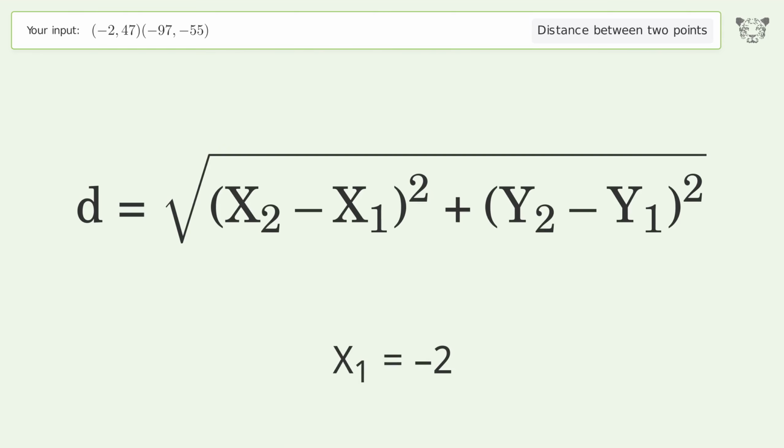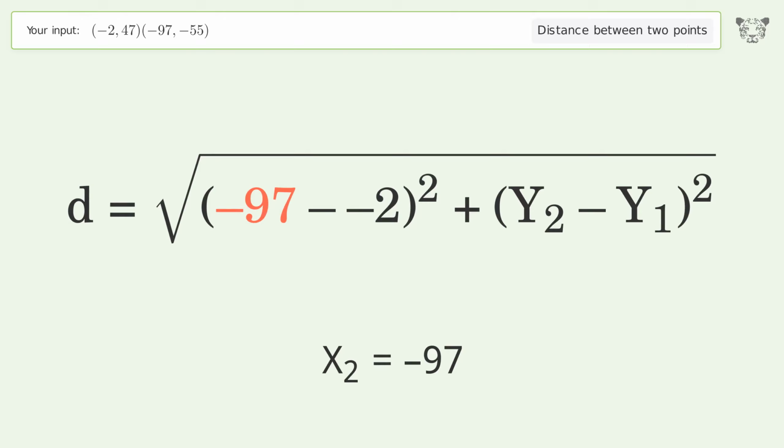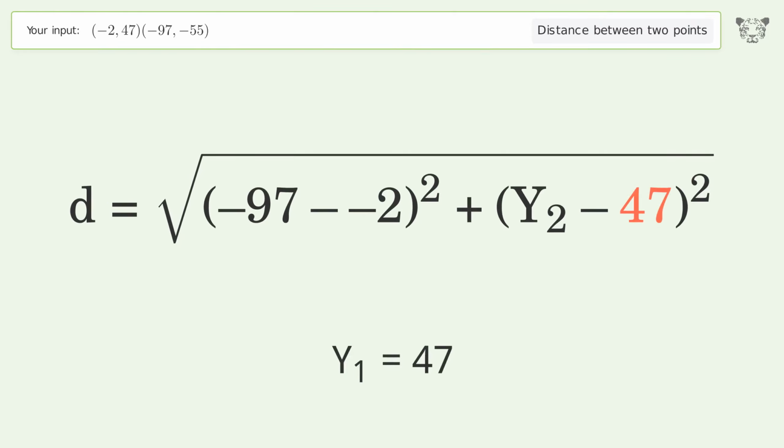x1 equals -2. x2 equals -97. y1 equals 47. y2 equals -55.